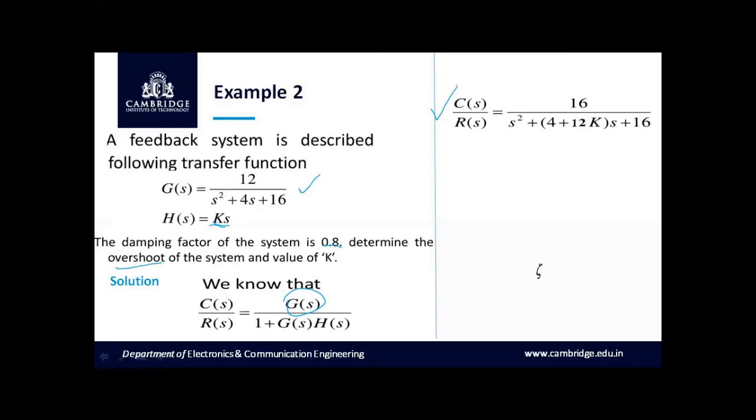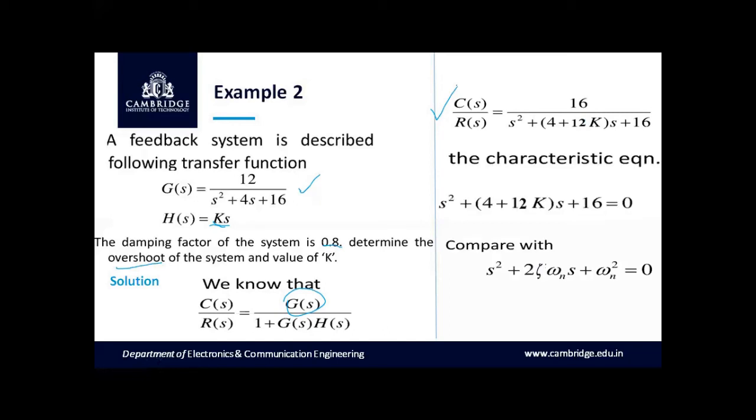So now we can equate the denominator of the transfer function, the characteristic equation, equal to 0, and we can compare it with the standard characteristic equation of a second order system, which is given by s square plus 2 zeta omega n s plus omega n square is equal to 0. So now comparing both equations, the coefficient of s, 2 zeta omega n will be equal to 4 plus 12K, and omega n square is equal to 16.